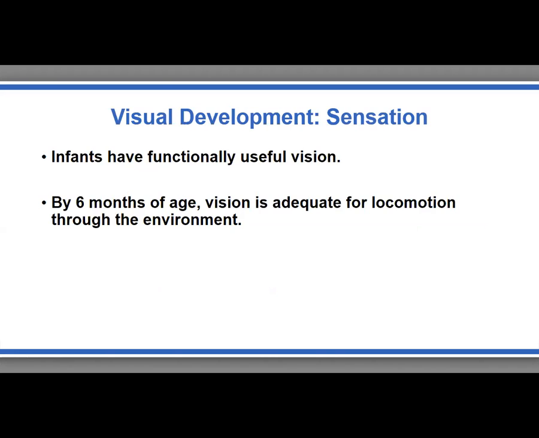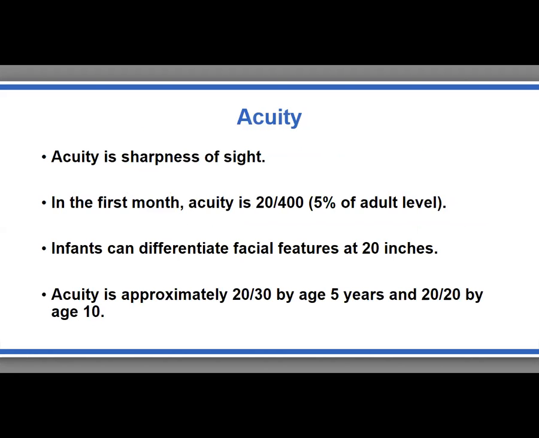Infants have functionally useful vision. Again, their vision isn't fully developed, so they don't have really good vision, but it's functionally useful, right? By 6 months of age, vision is adequate for locomotion through their environment. Acuity is the sharpness of their sight. In the first month, acuity is 20/400, which is 5% of the adult level.